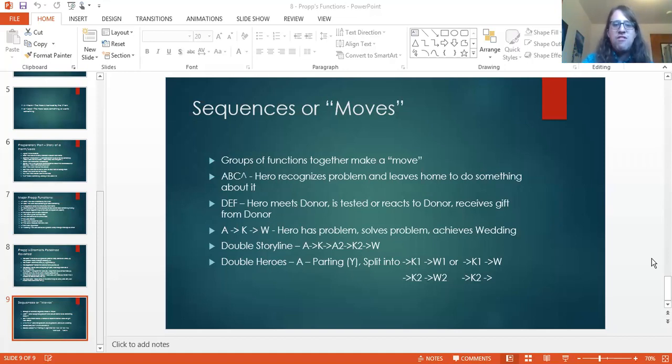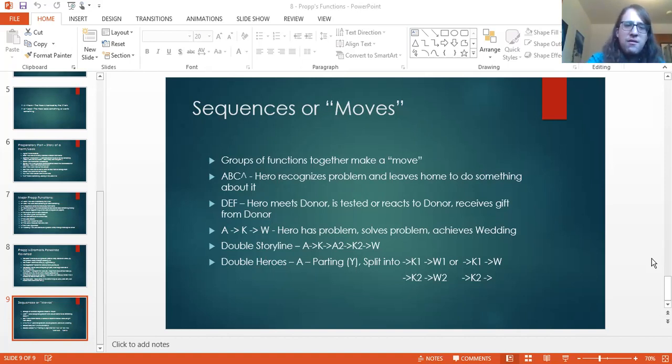For instance, ABC is basically the hero recognizing that there's a problem and leaving to do something about it. And we have that little up arrow too for leaving home. The DEF is the donor sequence, the donor move. The hero meets the donor, is tested by the donor, and receives the gift from the donor.